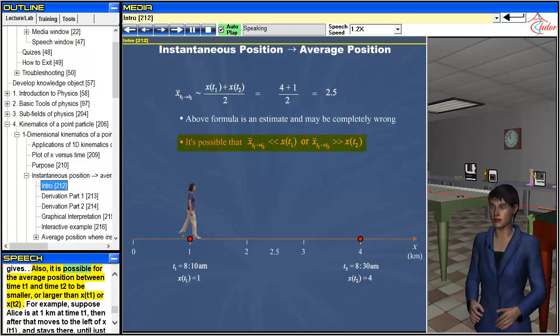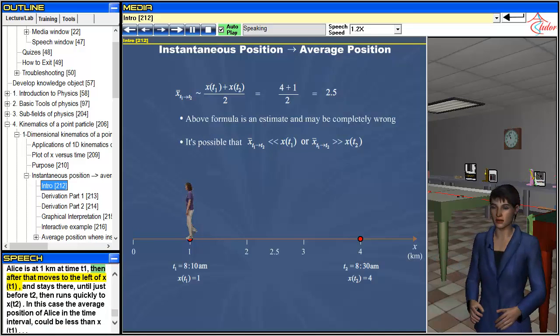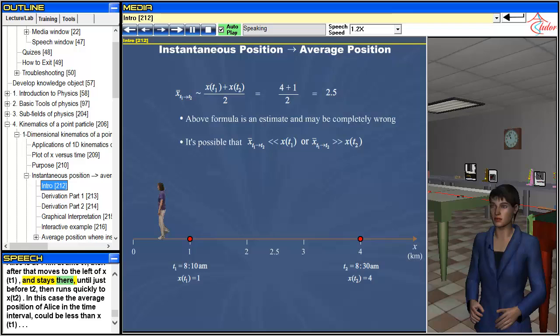Also, it is possible for the average position between time t1 and time t2 to be smaller, or larger than x of t1 or x of t2. For example, suppose Alice is at 1 kilometer at time t1. Then after that she moves to the left of x of t1, and stays there until just before t2. Then she runs quickly to x of t2. In this case, the average position of Alice in the time interval could be less than x of t1.